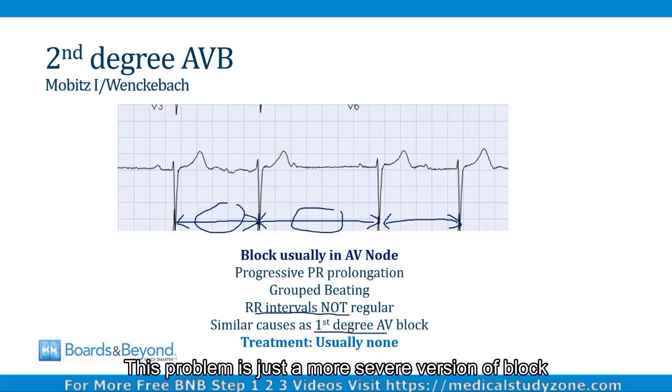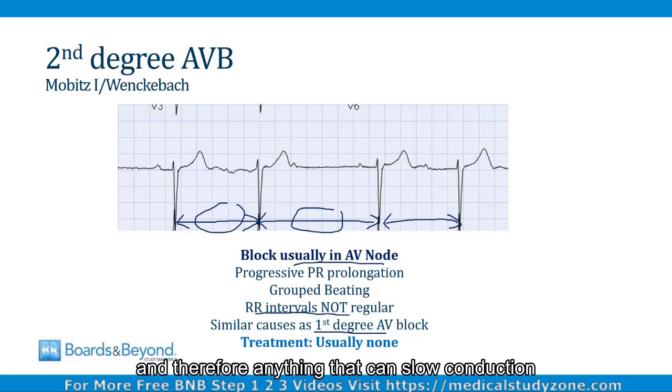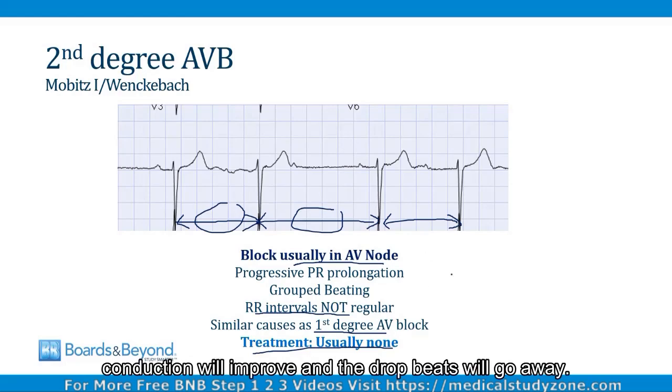This problem is just a more severe version of block in the AV node, and therefore anything that can slow conduction in the AV node and cause first-degree AV block can also cause Mobitz type 1 or Wenckebach. And just like first-degree AV block, there's usually no treatment for Mobitz type 1. The reason for this is that as you exercise, conduction will improve and the drop beats will go away.